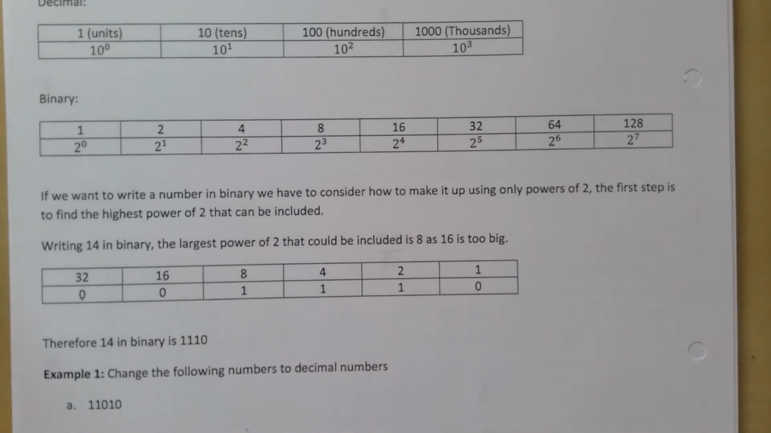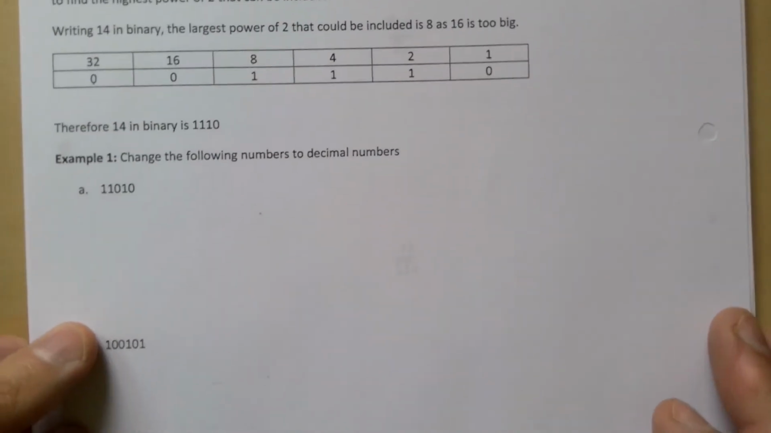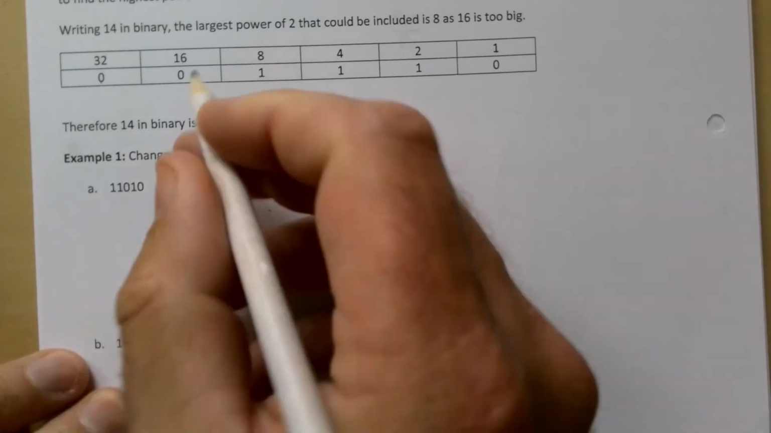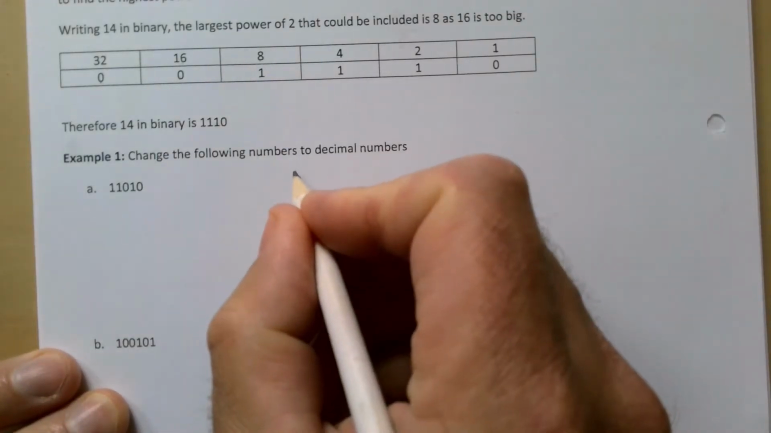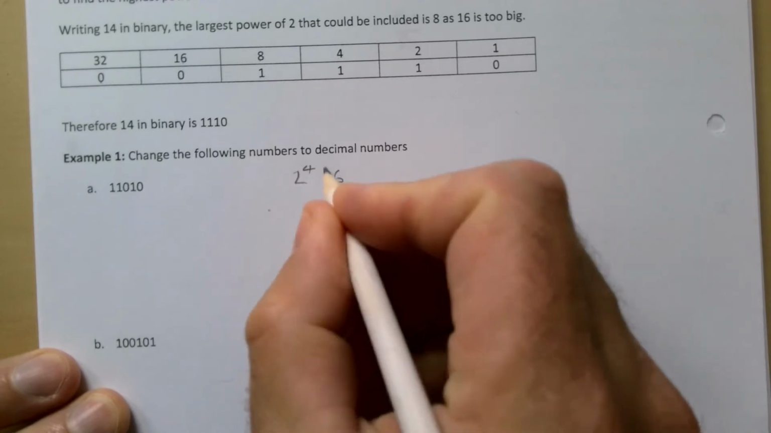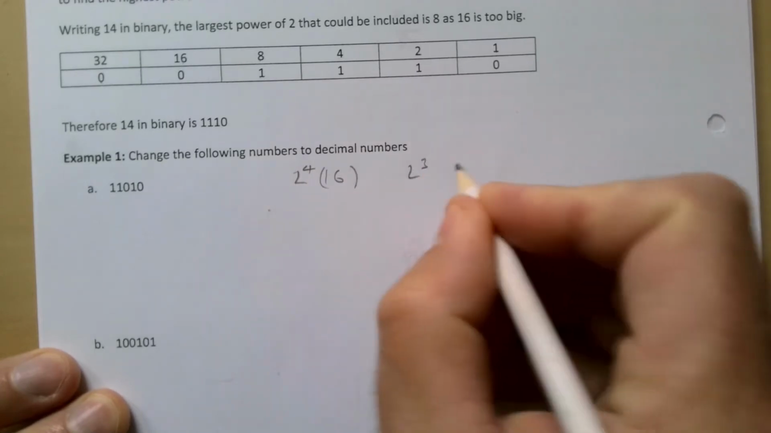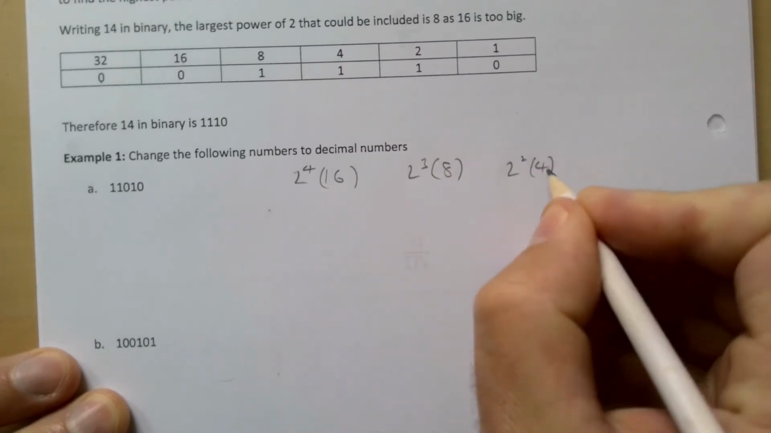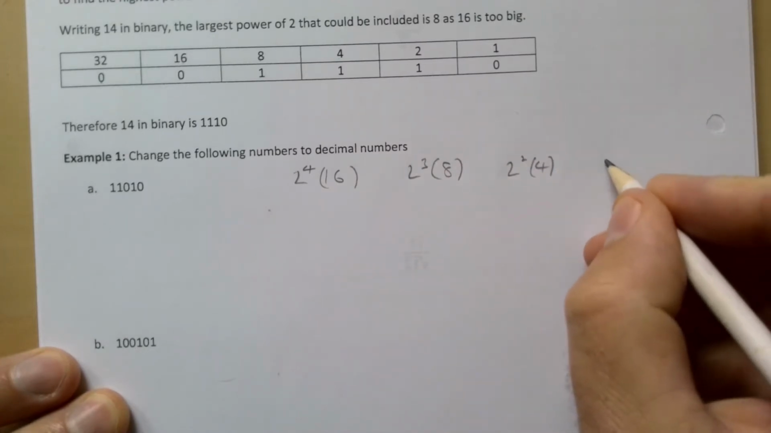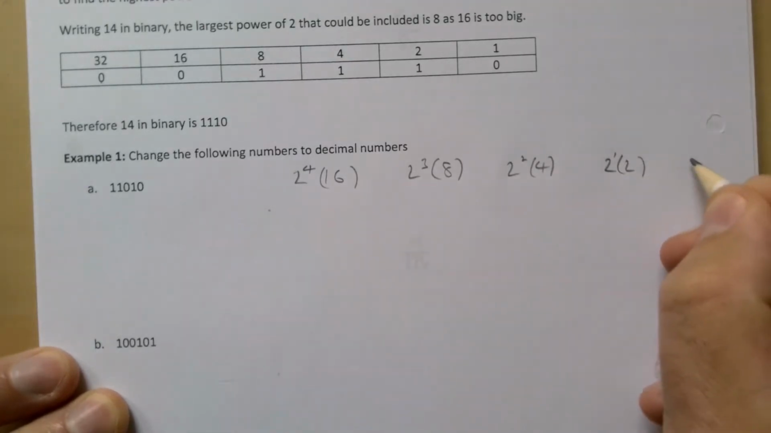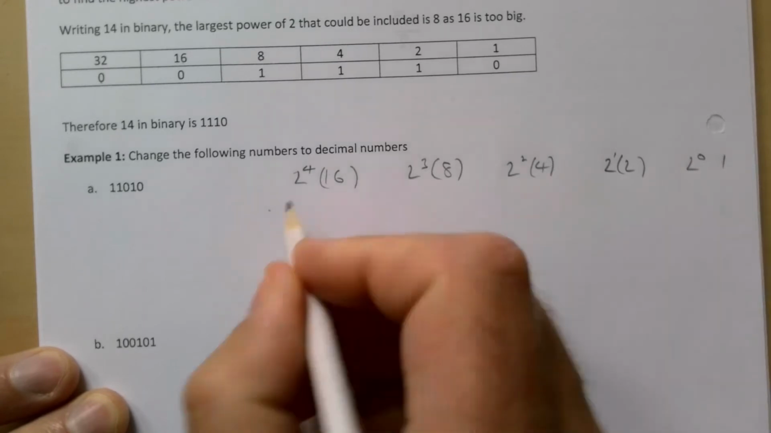It'll make a bit more sense, hopefully, whenever we can start to do some of the examples here. I hope we can see how we get on. So this one then has 5 numbers in it. So we need to go down from 16. So we're going to have 2 to the power 4, which is 16, 2 to the power 3, which is 8, 2 to the power 2, which is 4, 2 to the power of 1, which is 2, and then 2 to the power 0, which is 1.